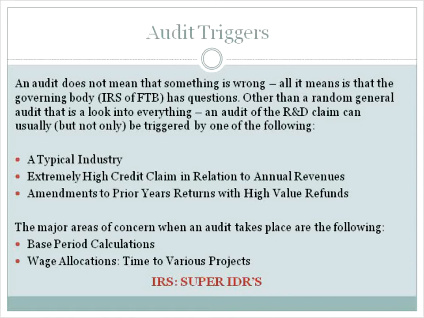If you have an extremely high credit in relation to your revenues, they might look at that and say, why is it so high? Or if you're amending prior year's returns, you're going back 3-4 years, they're going to want to make sure that at least you've calculated that base period right and that you've done the allocations correctly. So those are areas that they will look at. Those are the biggest areas of concern.